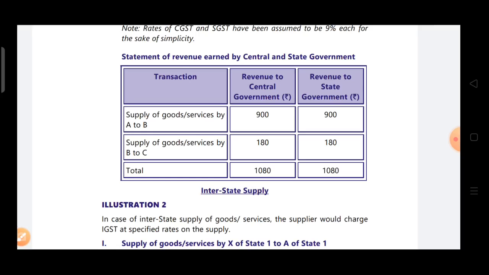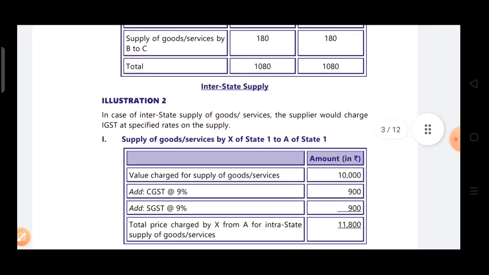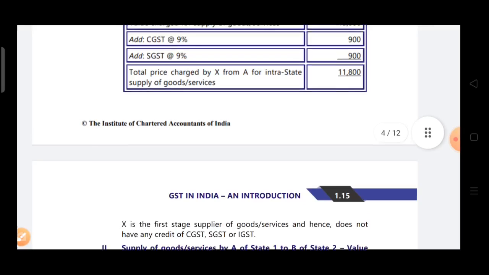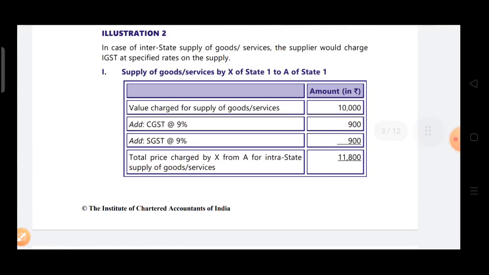Okay. So this was the illustration based on intrastate supply. Now the second illustration is based on interstate supply. In case of interstate supply of goods or services, the supplier would charge IGST at specified rates on the supply. Now in this case also the IGST rate is assumed as 18%. Okay, in CGST, SGST 9% each.